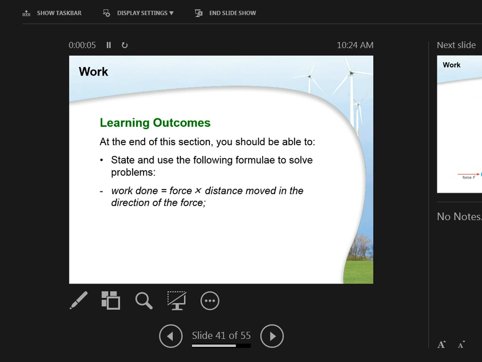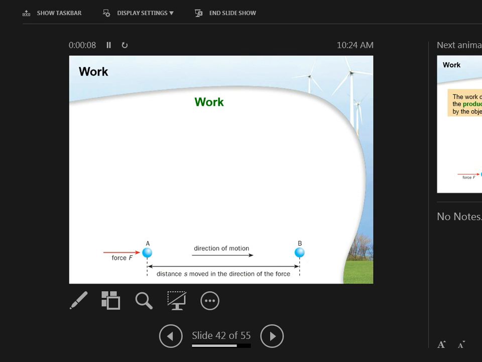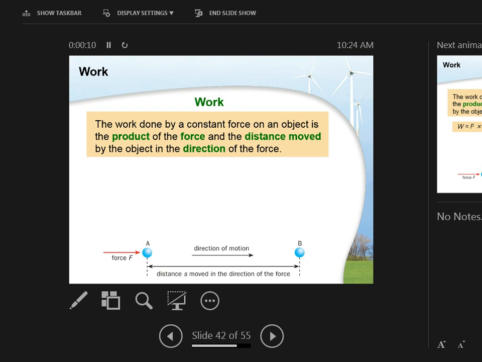Okay, work. Right now we have the definition of work, which is the product of the force and the distance moved in the direction of force. So in this simple case, point A moves to point B, and there is a force pushing it there. It is moving to the right. The force is acting to the right. So the direction of force and the direction of motion is the same.